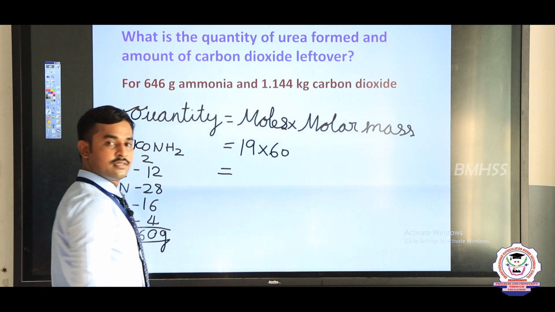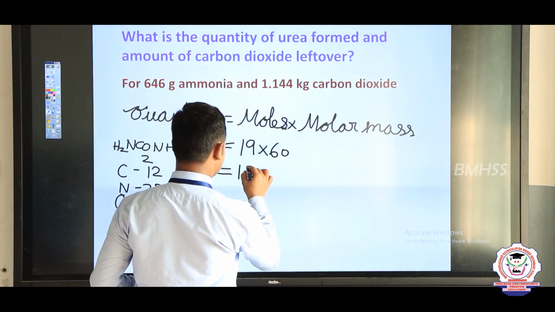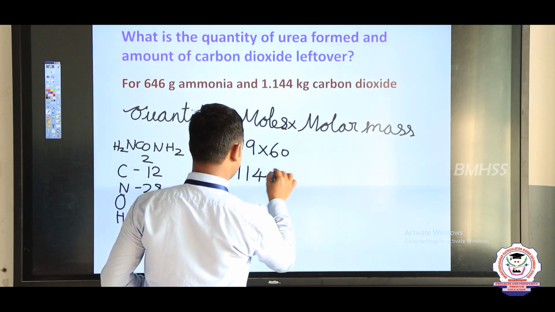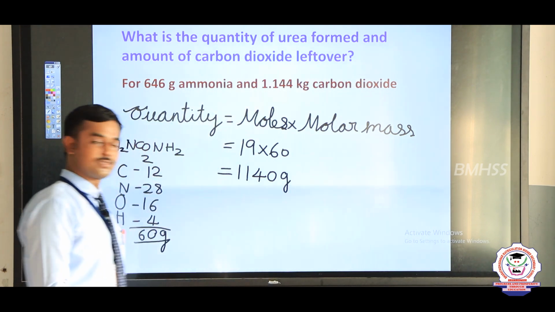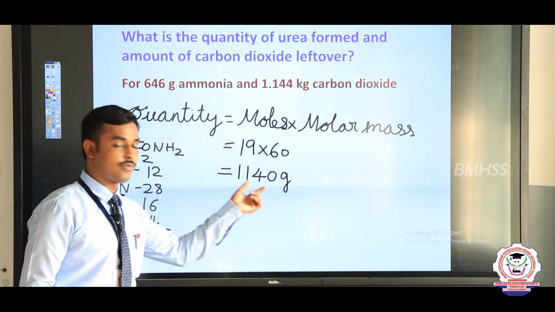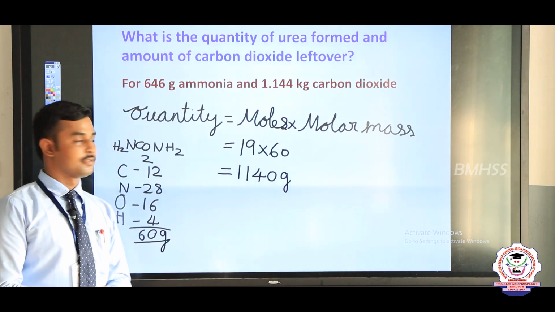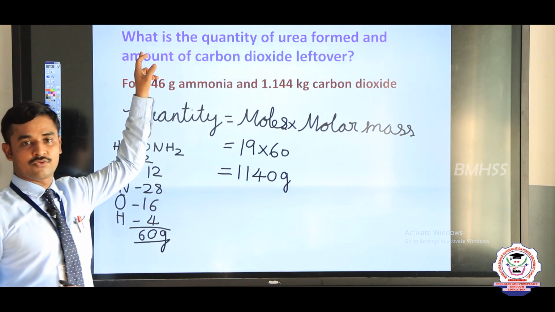When 19 is multiplied with 60, you get the answer 1140 grams. So 1140 grams is obtained as the urea formation. In this way we can find the formation of urea in the required quantity.